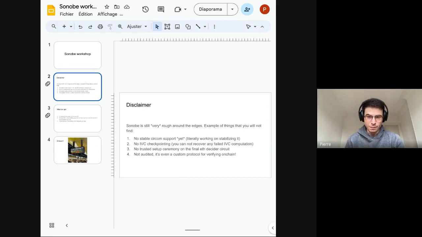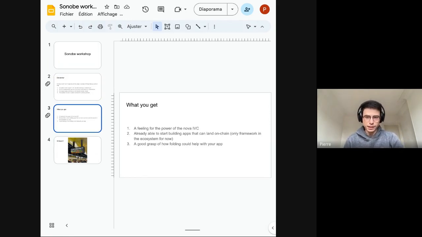There is also no trusted setup ceremony on the final ETH decider circuits. We haven't made any trusted ceremony around it because it has not been audited, so there's no point in doing it for now. In general, Sonobe has not been audited, and it's even a custom protocol for verifying on-chain. So really use it as a way to test things out and to research things, rather than as a thing to start delivering into production.